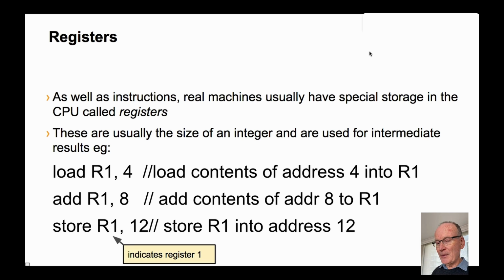Now, I've written here the instructions not as bit patterns, because that's quite hard to read and to get your head around. Instead, I've written it in something called assembly language, which I'll say a bit more about later. But here I've written register 1 as R1 to indicate register 1, and if there are probably say 4 registers, in which case you'd need 2 bits to designate the particular register. And so R1 probably has a bit pattern of 0, 1 in your instruction.